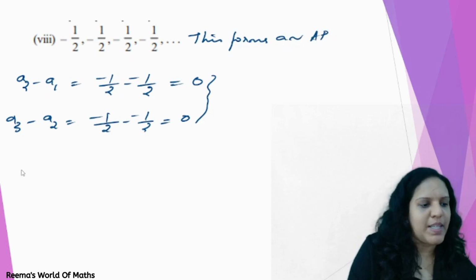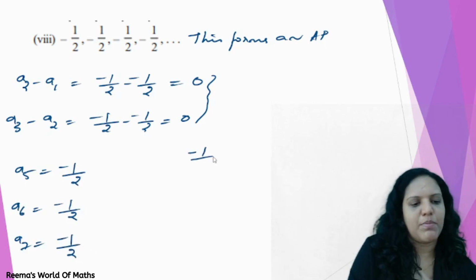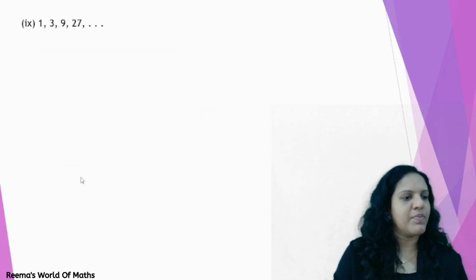That will be the same. A5 will be again minus 1 by 2. A6 will be again minus 1 by 2. And A7 will also be minus 1 by 2. So the next 3 terms here are minus 1 by 2, minus 1 by 2 and minus 1 by 2 respectively. Right. Let's see the next question.